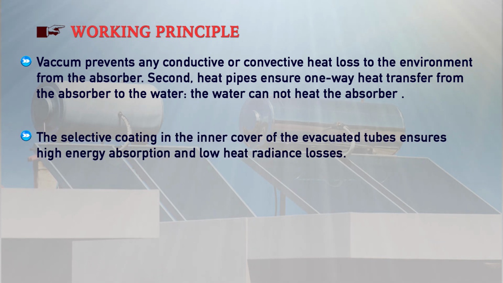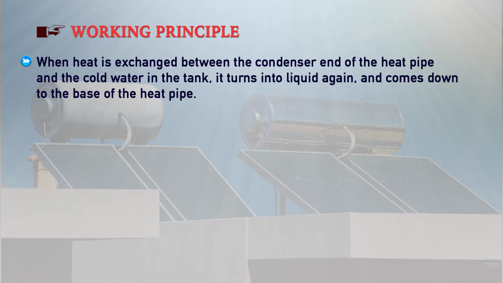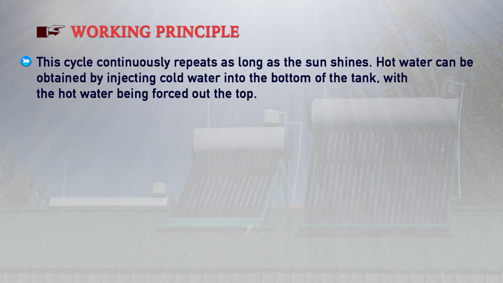The selective coating on the inner cover of the evacuated tubes ensures high energy absorption and low heat radiation losses. The liquid in the inner glass heat pipes changes into vapor, which then rises up the heat pipe. When heat is exchanged between the condenser end of the heat pipe and the cold water in the tank, it turns into liquid again and comes down to the base of the heat pipe. This cycle continuously repeats as long as the sun shines.